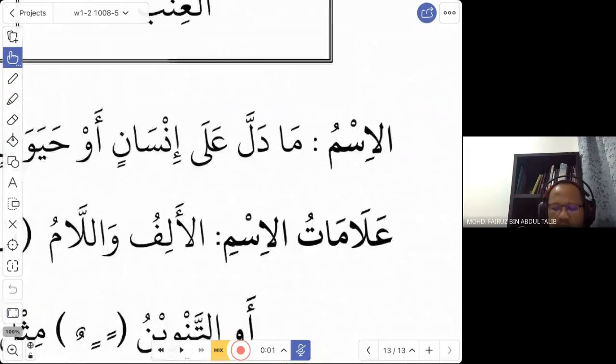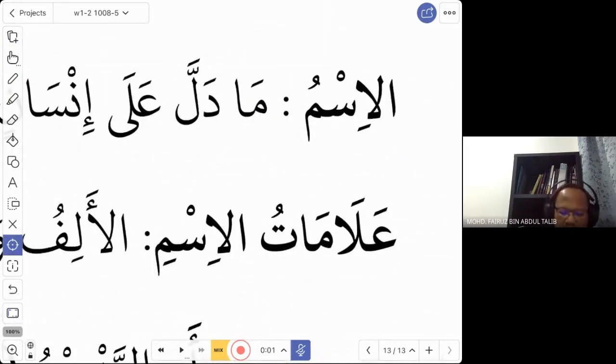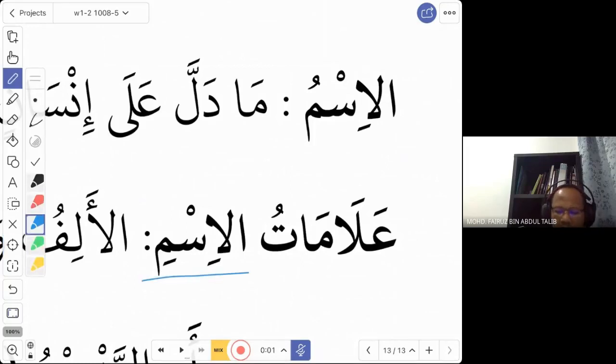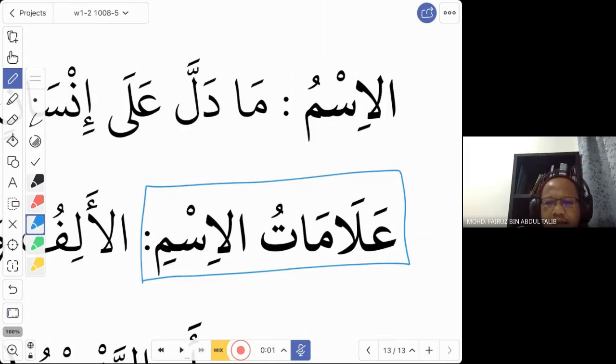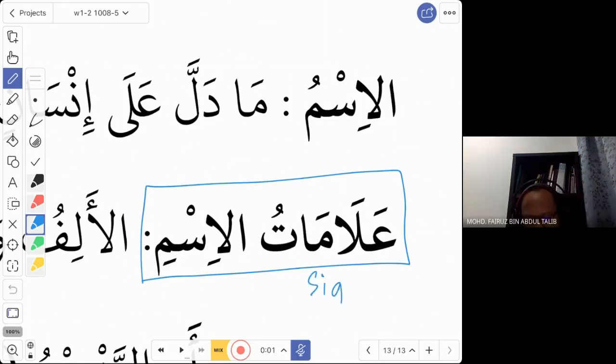Okay. Now, this is a bit important. The second one. Alamatul ismi. Alamatu al-ismi. Alamat means signs. Signs of an isim, signs of a noun.